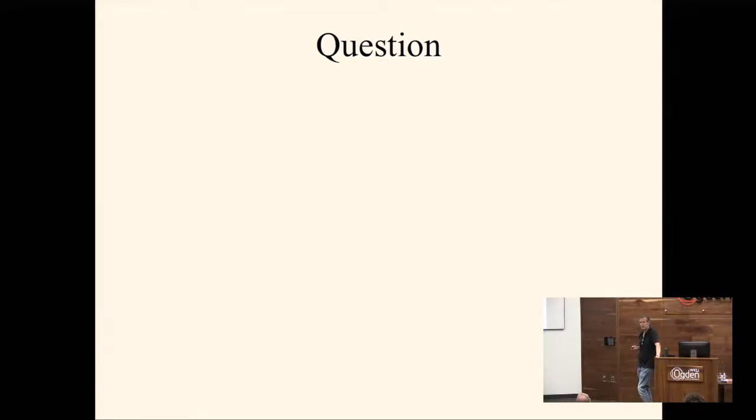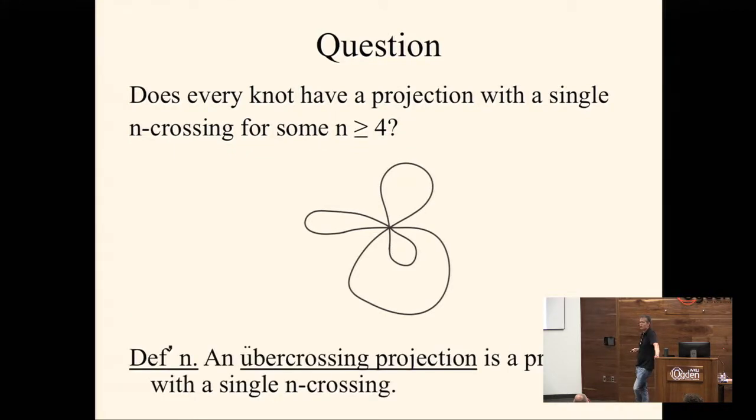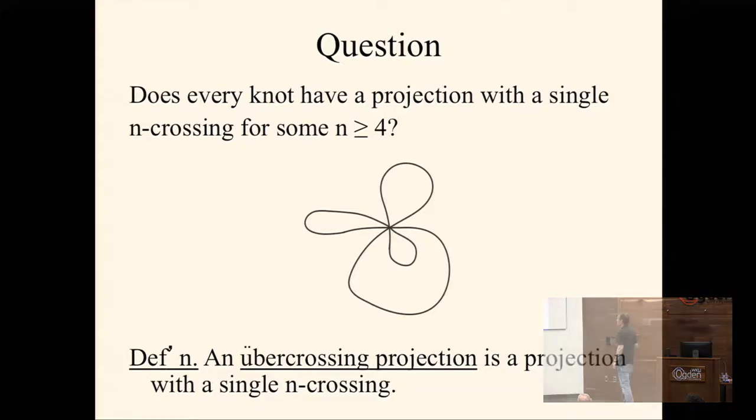Okay, so here's a question that comes up from what I was saying before, and that is, does every knot have a projection with a single n-crossing for some n? We said before that the trefoil knot does have this property, okay? So this is actually a picture of the trefoil knot if you put the crossings in the right way. We're going to call a projection like that an Uber crossing projection. This was students' choice as to what we were going to call it. So it's a projection with a single n-crossing. And you'd like to know, does every knot have such a projection?